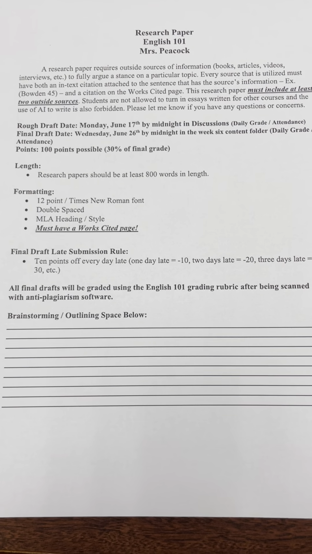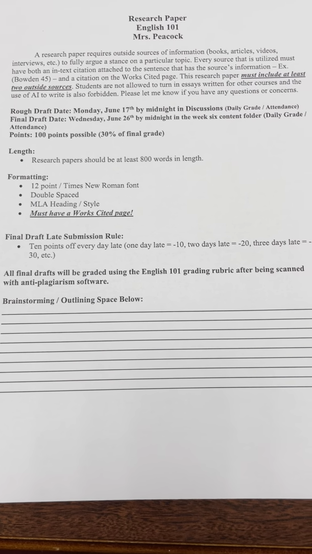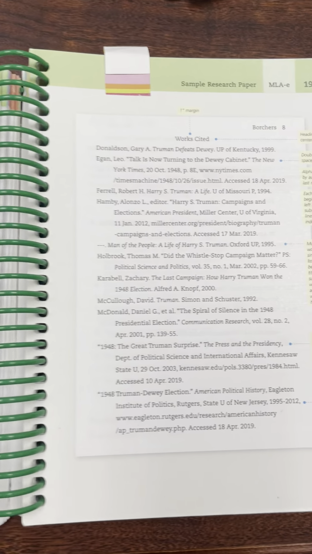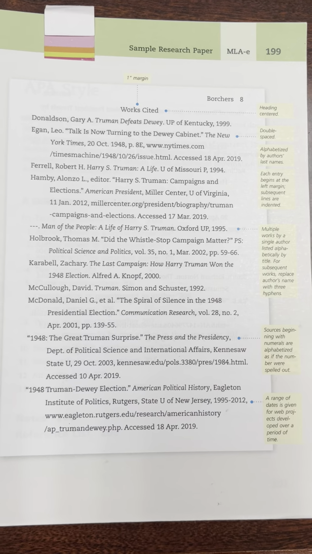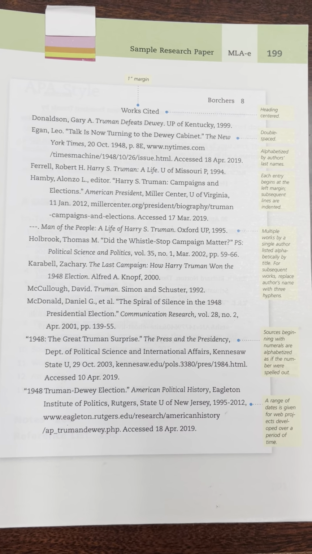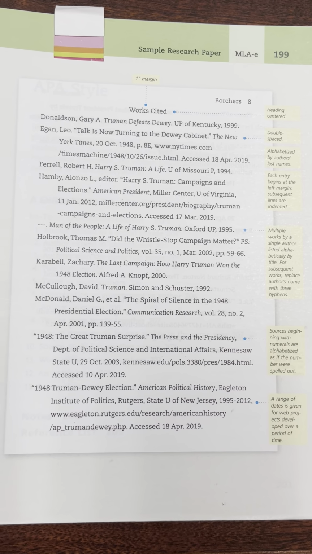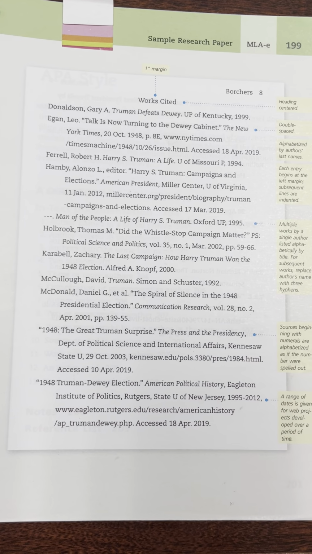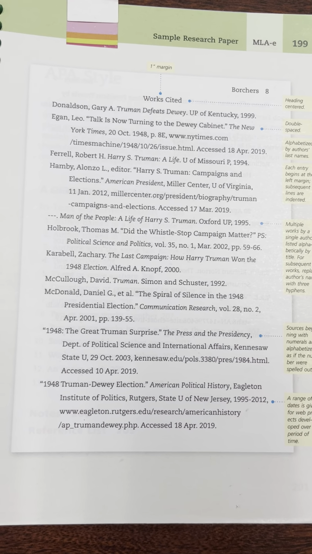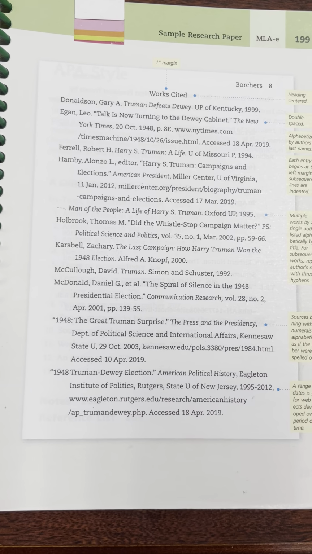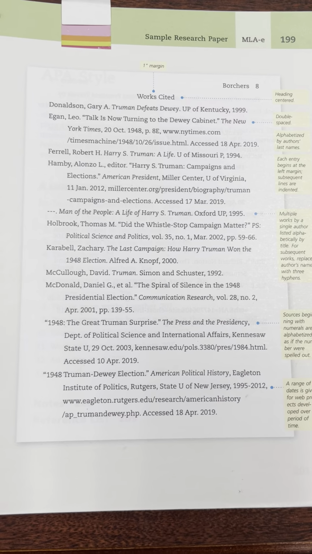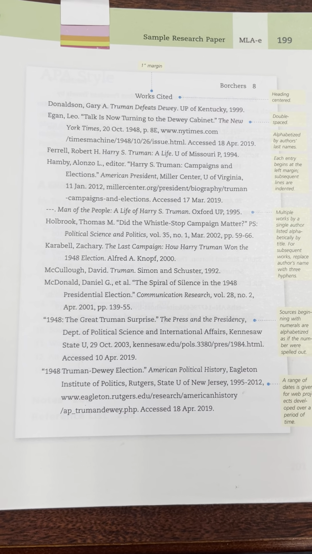But this one must have a works cited page. So it's not a research paper without a works cited page. So here's an example works cited page on page 199. And like I said, if you have any questions about how to create a works cited page, please let me know. But notice it is at the end of the paper, at the top of the last page, not underneath the conclusion. And it starts with the title works cited, and your citations are in alphabetical order and double space with the hanging indent.